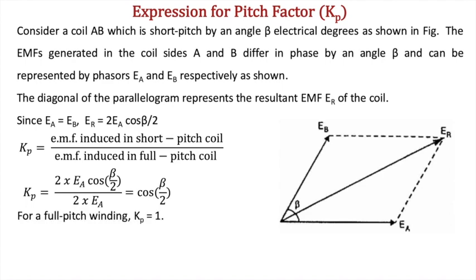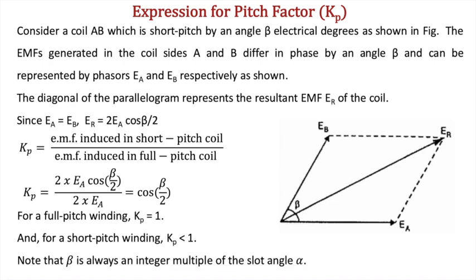So for a full pitch winding, the pitch factor Kp will be equal to 1, and for a short pitch winding, Kp will be less than 1. The pitch factor will be less than 1. Beta is always an integral multiple of the slot angle.